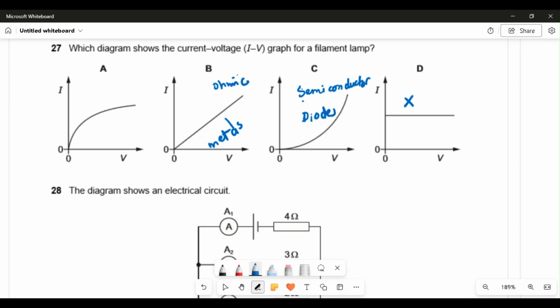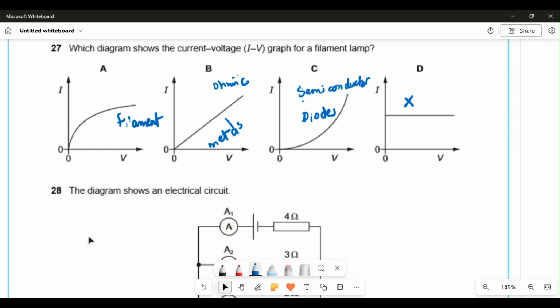Now moving to A, that is our first option, and it is the right choice. This one is showing the filament lamp. For a filament lamp, a small voltage will give a boost to a large current, but as time passes, the resistance increases because of the heating up, so it will use more voltage with less current.